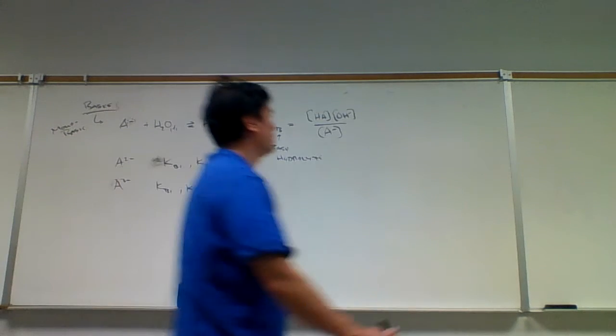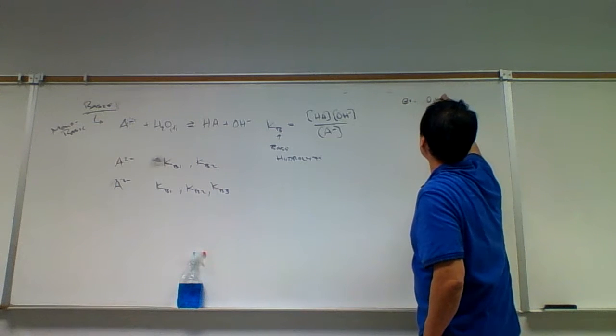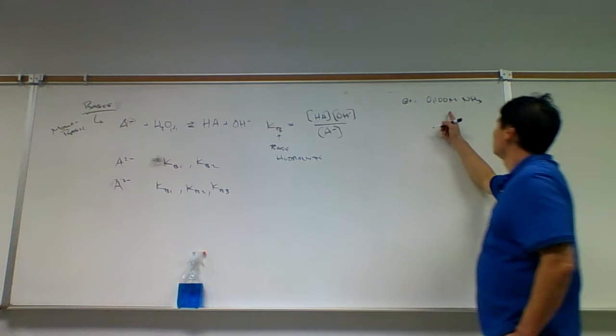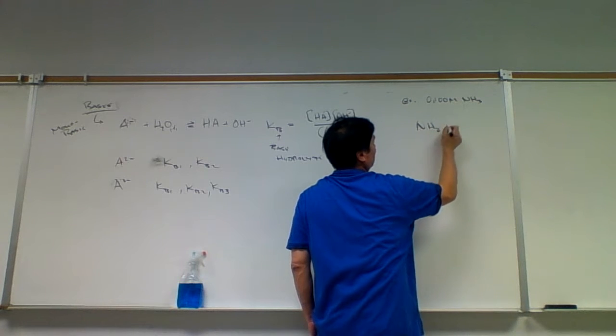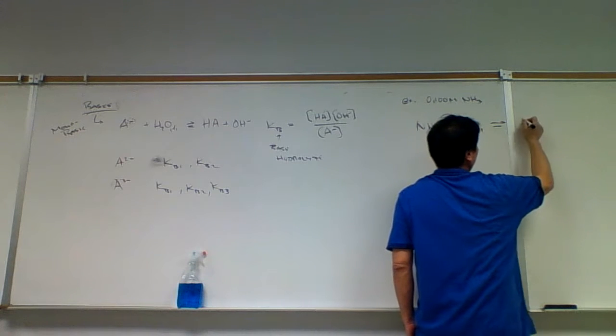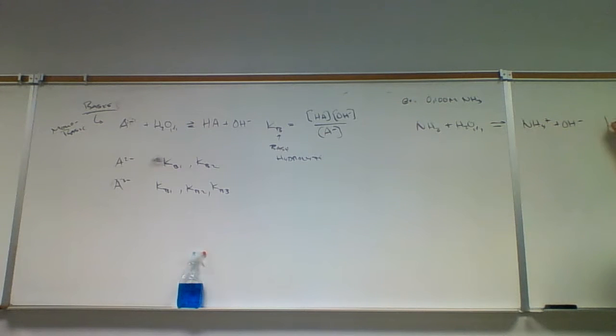And so let's take a look at a monobasic base here. An example would be a 0.100 molar ammonia. The first thing is, this is ammonia and water. So if we have ammonia, it's a base, and the strongest acid present would be water. So we'd have ammonia and water react, which forms ammonium and hydroxide. And so our Kb is going to equal the ammonium ion concentration times the hydroxide ion concentration divided by the ammonia concentration here. That's our Kb.